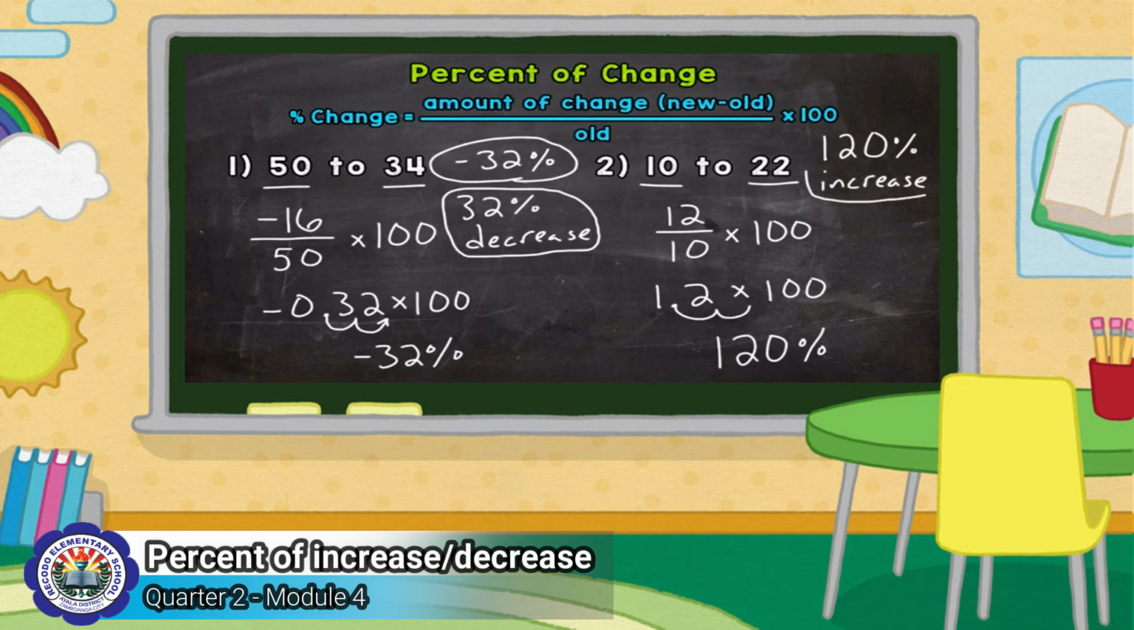Now remember, we can always tell if we have an increase or decrease based on positive and negative. A positive represents an increase. A negative represents a decrease. And we can always double check with the problem. So for example, number 1, we started with a 50 and now we have a 34. So we decreased in value. So that's going to be a percentage decrease. Number 2, we started with a 10 and now we have 22. So we increased in value, and that's going to be a percentage increase.